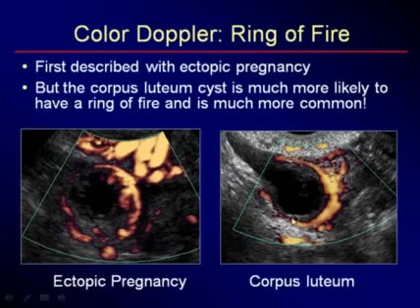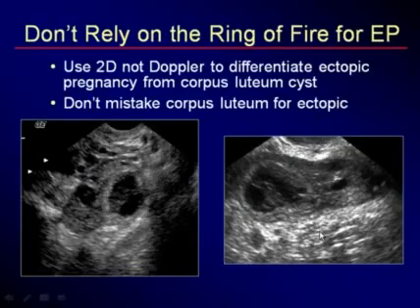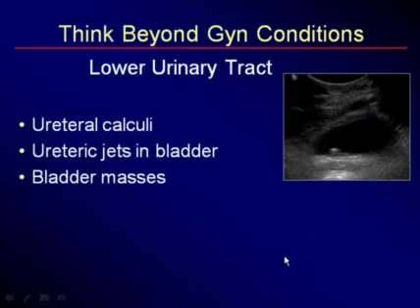Here they look identical. Either one could be an ectopic or either one could be a corpus luteum. And that ring of fire statistically is more likely to be related to a corpus luteum than to an ectopic pregnancy. So once again, we should not rely on the ring of fire. We use the 2D, not the Doppler, to differentiate the ectopic from a corpus luteum. The ectopic is separate from the ovary. The corpus luteum is part of the ovary. So that's an important point.